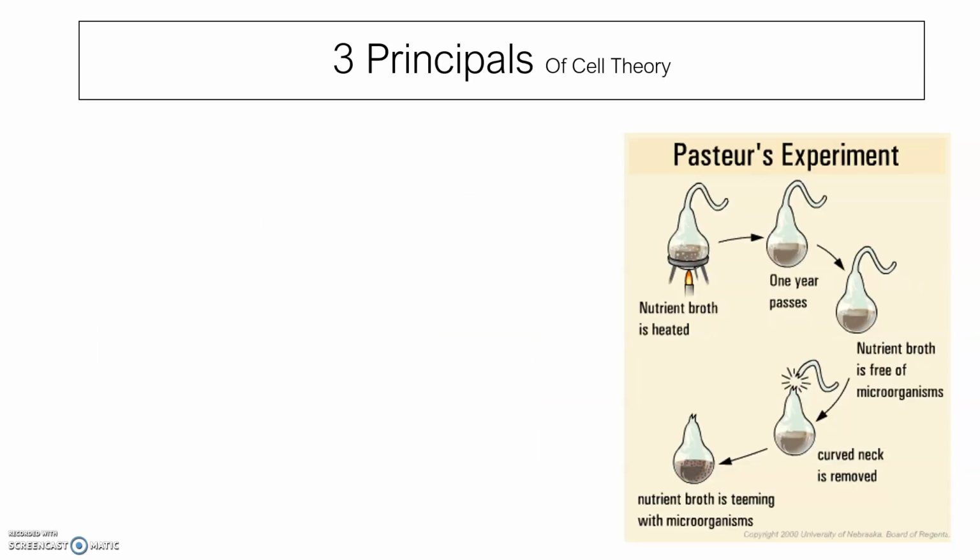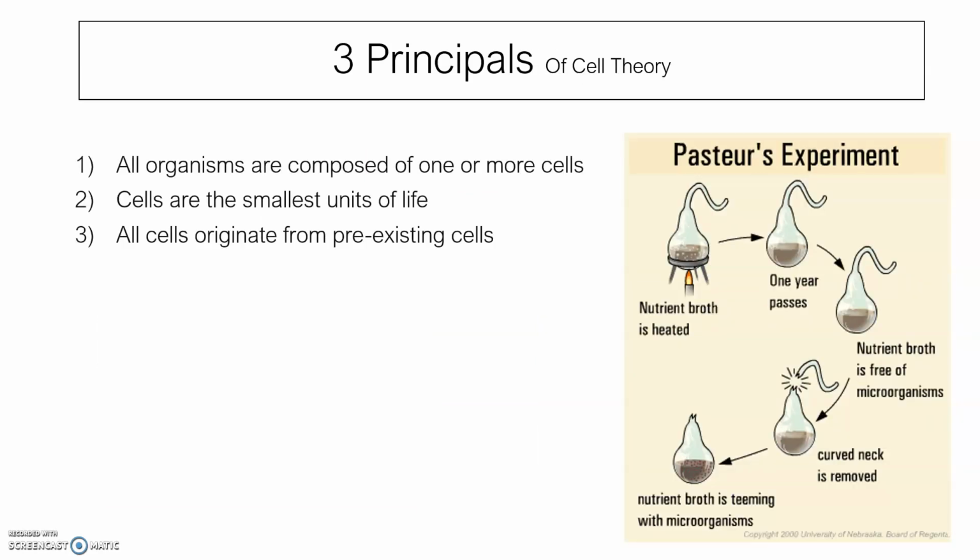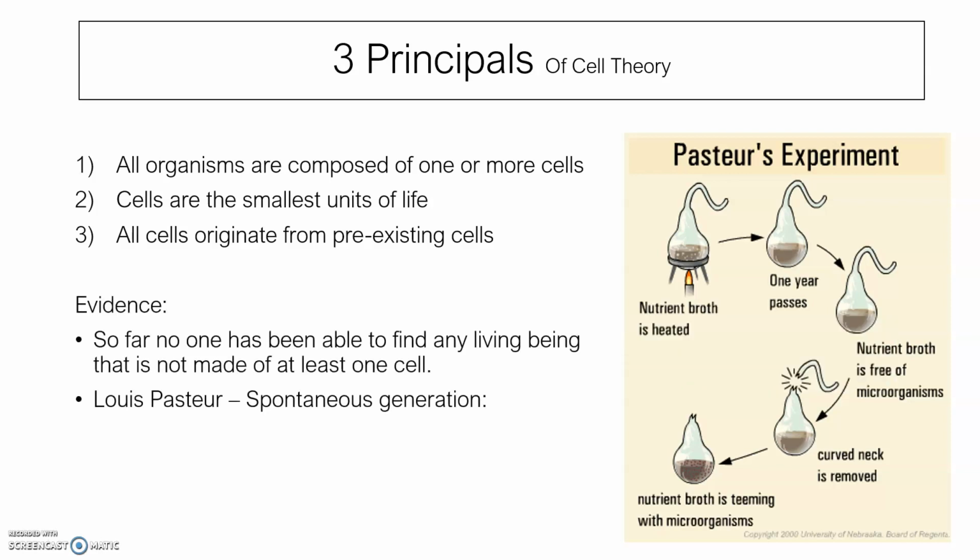There are three principles of the cell theory. The first principle is that all organisms are composed of one or more cells. Second, cells are the smallest units of life. Number three, all cells originate from pre-existing cells. Here's the evidence for those principles.